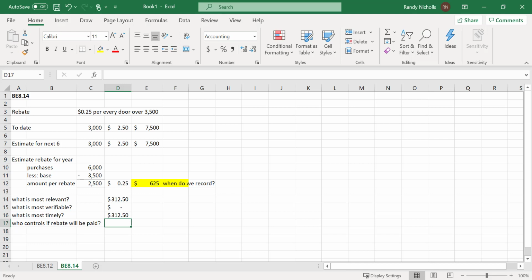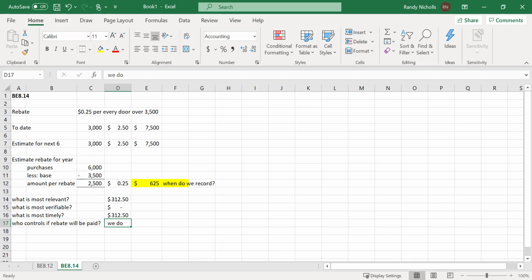And then a very important one is, who controls if the rebate will be paid? I think it specifically says in the question that the traders can't decide not to pay. They will pay if we buy the doors. So that's very important. If the traders controlled whether or not the rebate would get paid, then I definitely would not accrue it because it's outside of my decision making. But in this case, it's my decision to buy more wood frames or door frames. And if I do that, this is the rebate I will earn.